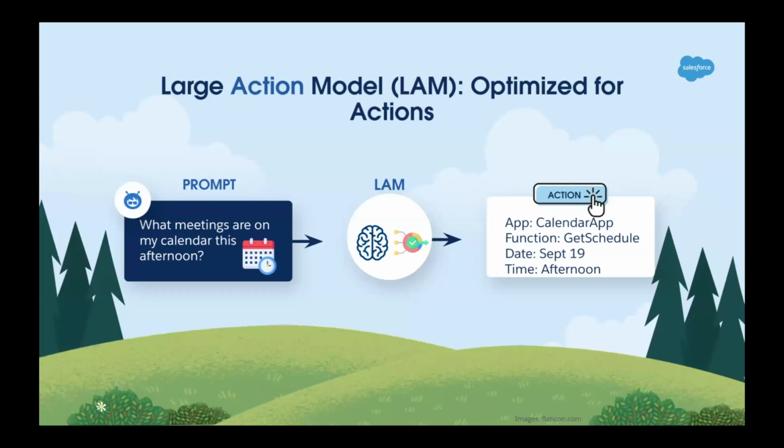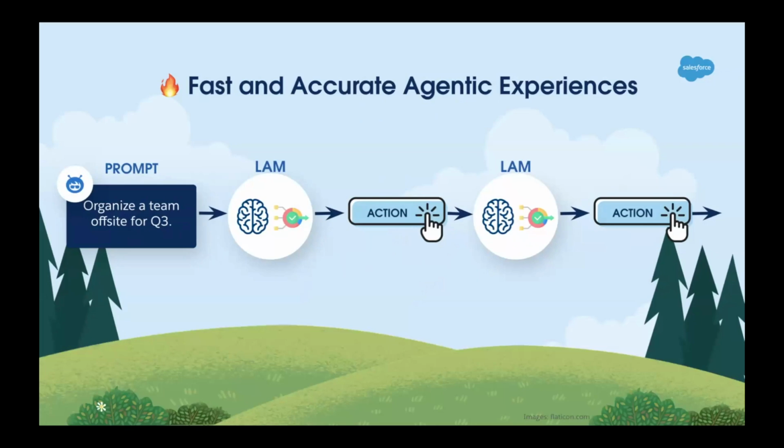Now, again, our large action models are optimized for doing this. And another important feature about our large action models is their size. This is super important. As we think about more and more complex agentic tasks, there's going to be multiple steps, right? So the smaller the model, the faster each execution of that step is going to be.